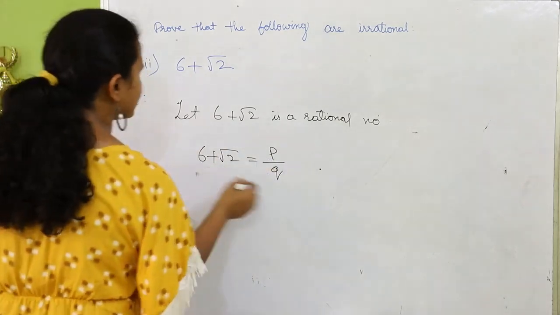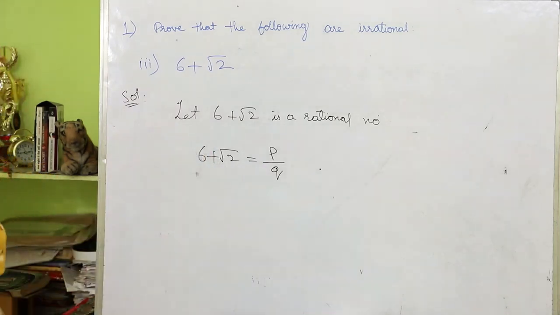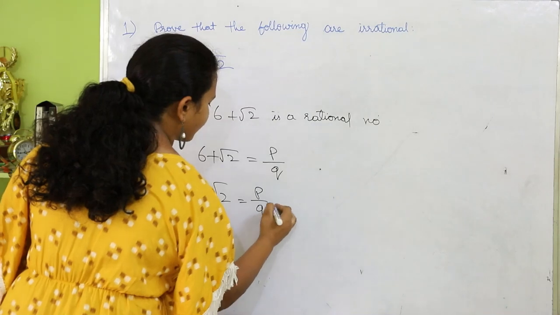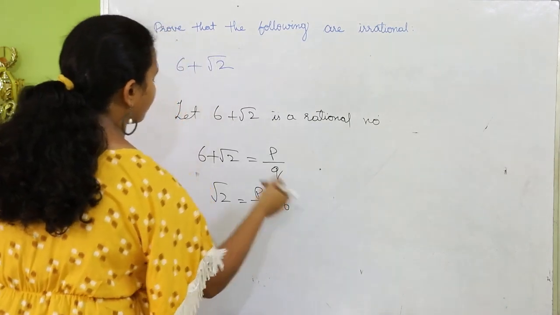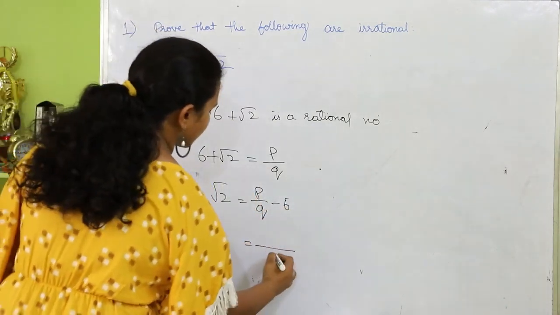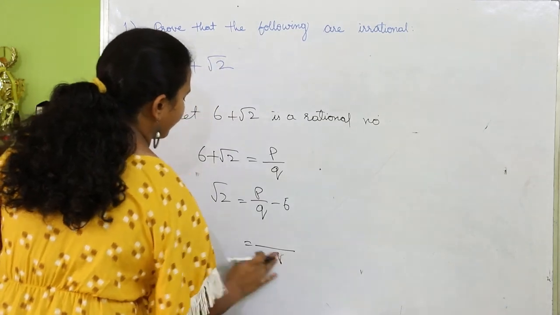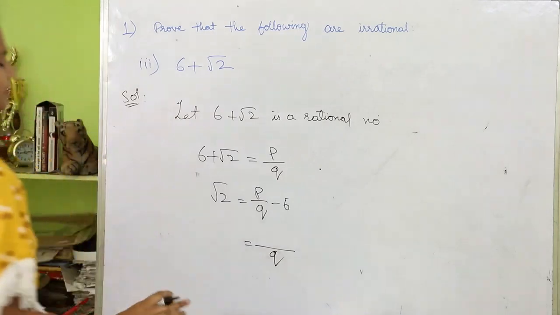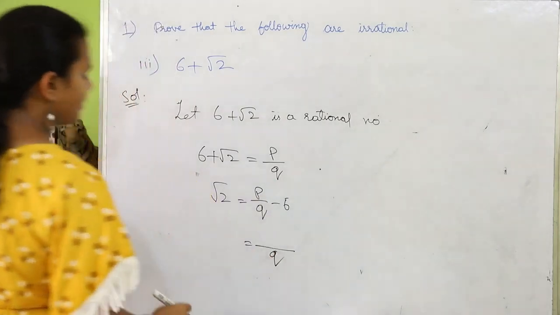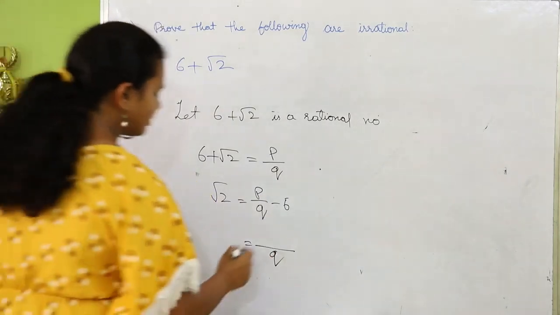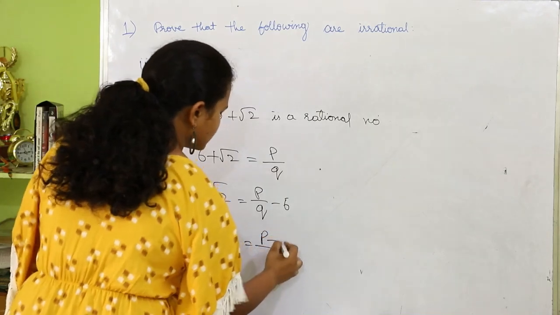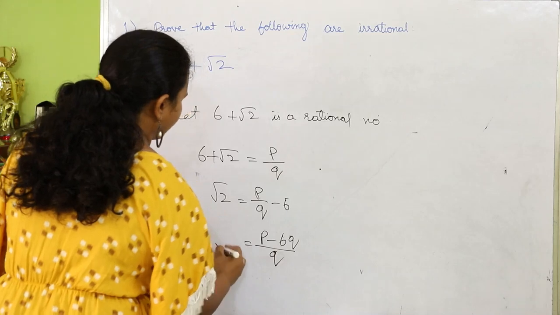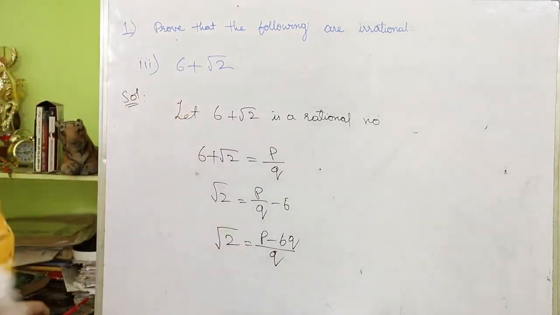Now what you do, guys, you transpose this 6 to the other side, this becomes minus 6, right? So root 2 equals p by q minus 6. If I take the LCM, the LCM would be q, where LCM is numerator by denominator. This becomes p minus 6q, so root 2 equals p minus 6q by q.